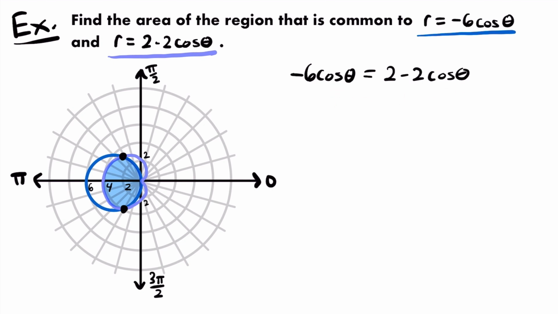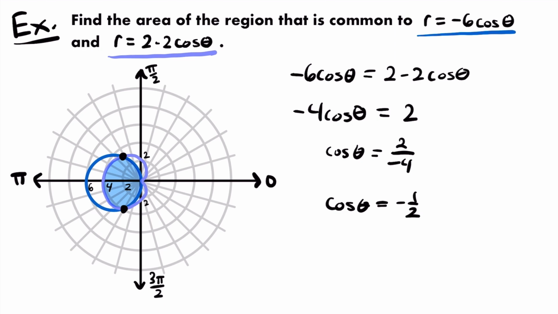First thing I'm going to do is add 2 cosine theta to both sides of the equation. -6 cosine theta plus 2 cosine theta will be -4 cosine theta, and that will be equal to +2. And then we can divide both sides by -4 to have cosine theta is equal to 2 divided by -4, which reduces to -1/2. So we'll have cosine theta is equal to -1/2. And so now we just have to ask ourselves, for what angles of theta is cosine equal to -1/2?